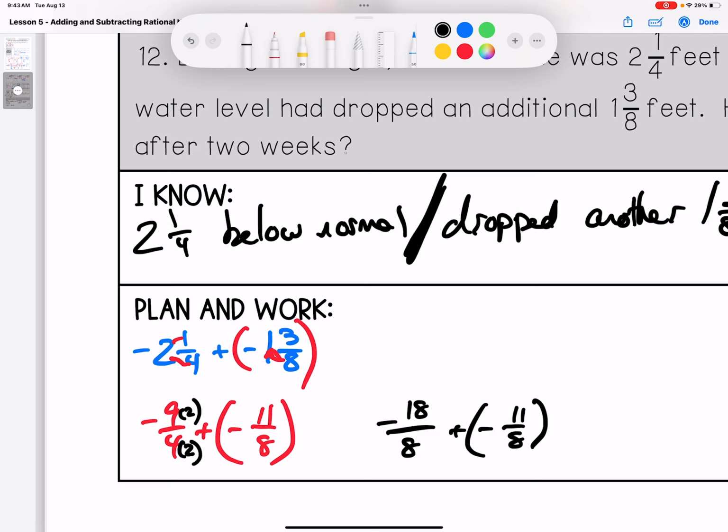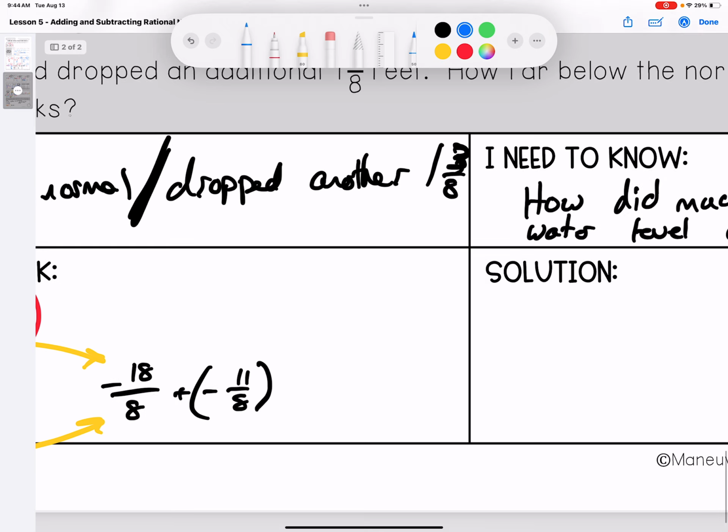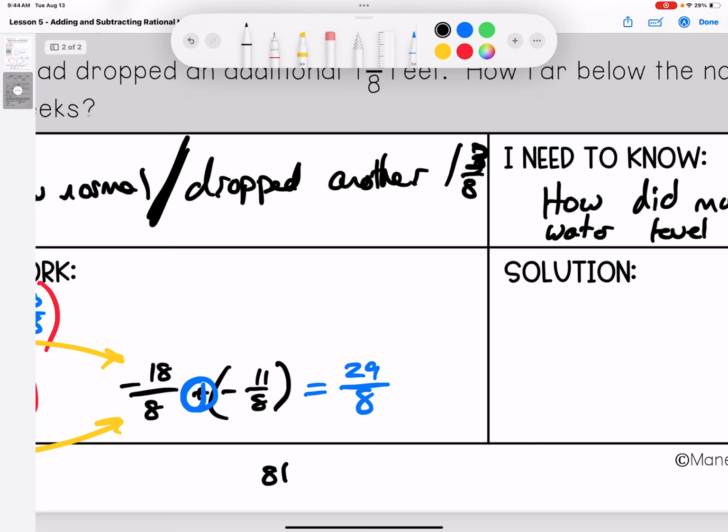Now we're adding. They are the same sign. They're both negative, so we just add them up. 18 plus 11 is 29 over 8. Now we need to convert that to a mixed number. So 8 goes into 29 three times. That is 24, and there are 5 left over. Okay, so 3 and 5/8.